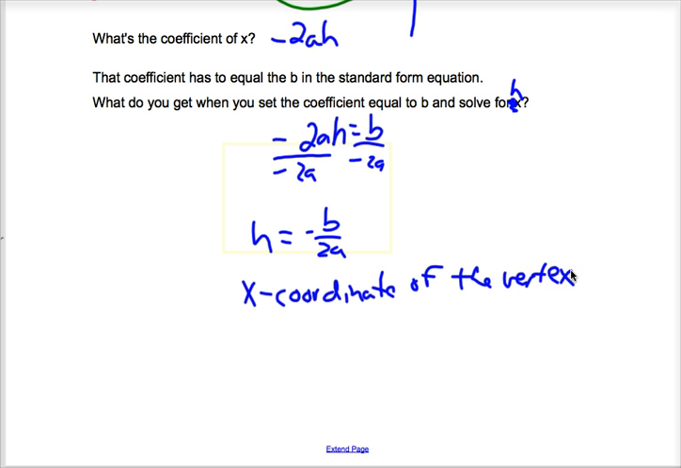So when I'm in standard form, I don't have an h, k staring me in the face, but I know what's the same thing as h. And what's the same thing as h? Negative b over 2a. So that's what we're using today. We're going to start by graphing the vertex, just like we did with vertex form, but we have to do negative b over 2a first.